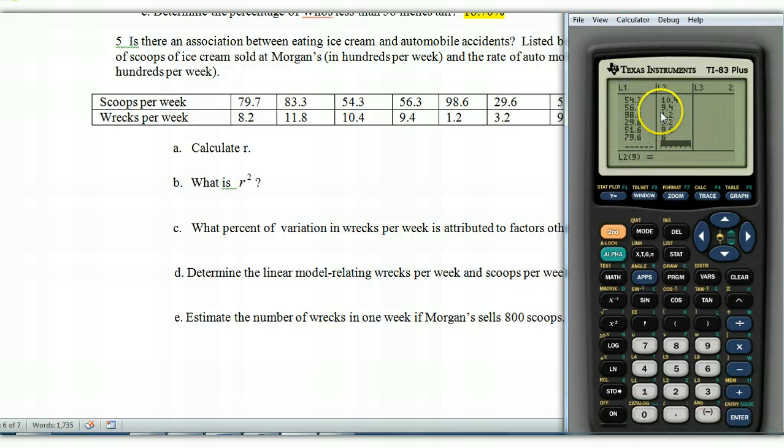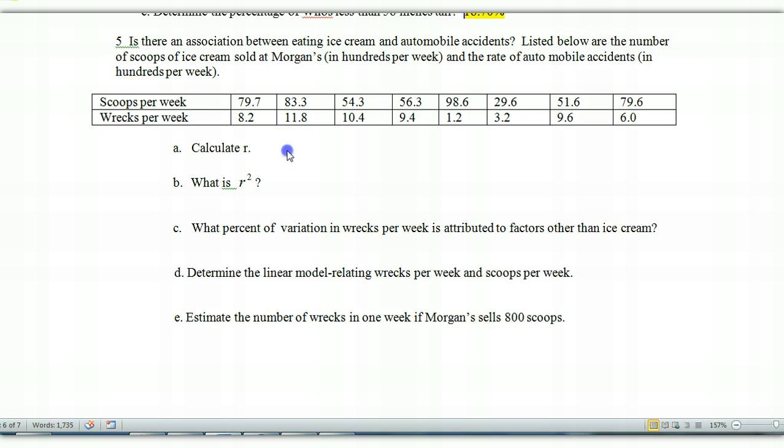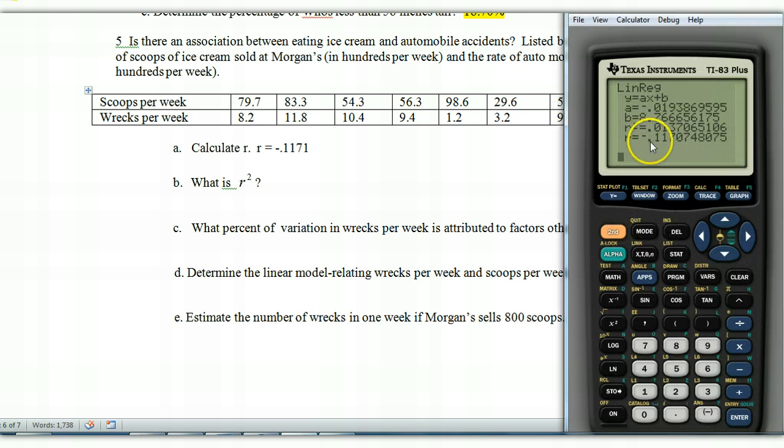Alright, now I got all my data in. Once I have my data in, remember to calculate R, you need to run not your one variable stat, it's your linear regression. So I'm going to run the linear regression, and I'm going to get R equal to negative 0.1171, right, to 4 places. So R equals negative 0.1171. Don't forget your negative signs. Remember, R can be positive, but it can also be negative.